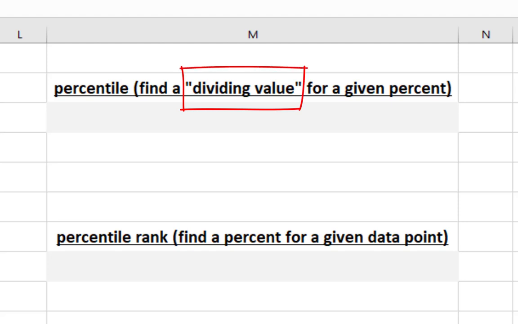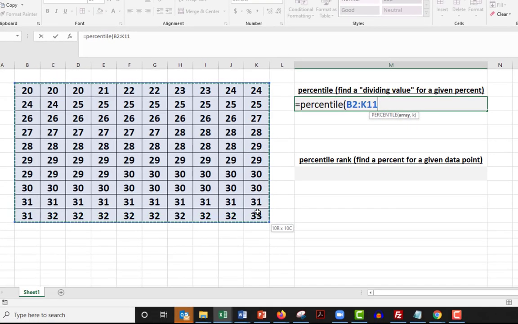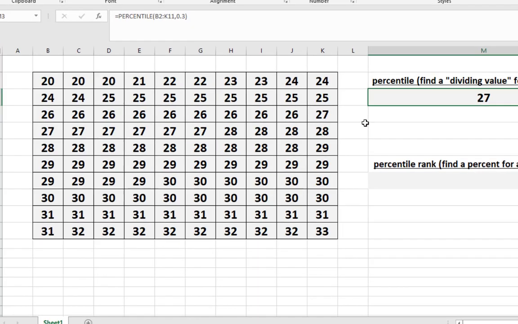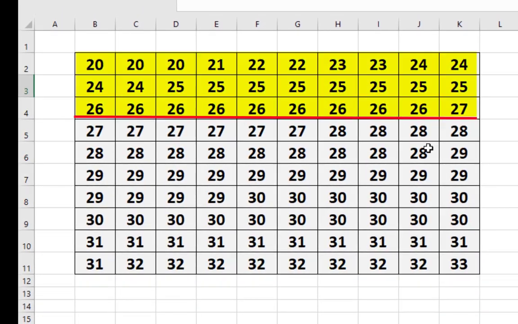So for example, one of the ones we did in the video, let's look at a percentile again, equals percentile of this data set. And I think one of the ones we did was 30%, 0.3. And we said it was 27 as well, because if you divide the line across and chop the bottom 30% from the top 70, 27 is that dividing value.